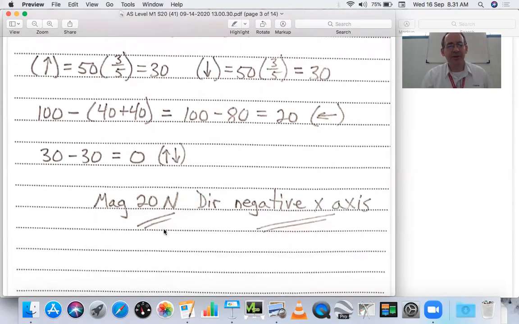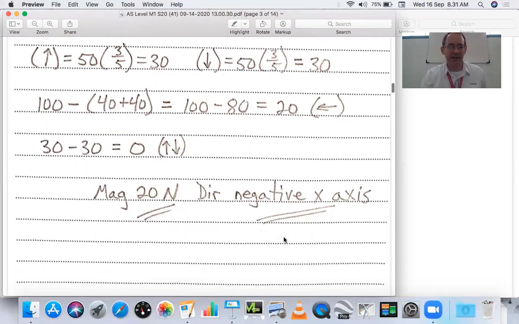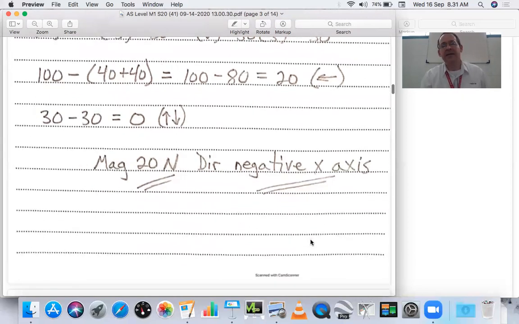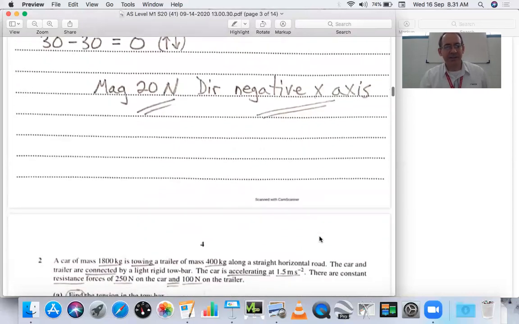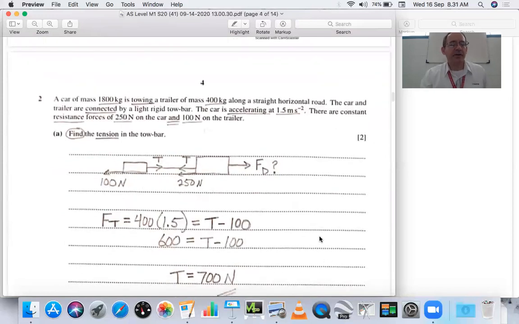So that leaves us with a resultant force with magnitude of 20 newtons, and the direction is in the negative x-axis direction. So how you describe that with words, as long as you have the same idea, you can say it a couple different ways. But magnitude of 20, direction to the left or the negative x-axis, you could probably even say the 180-degree direction. On to question number 2.